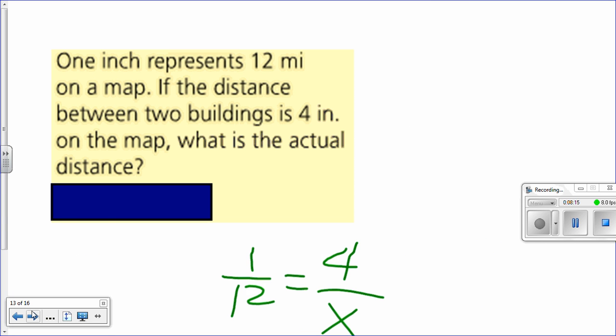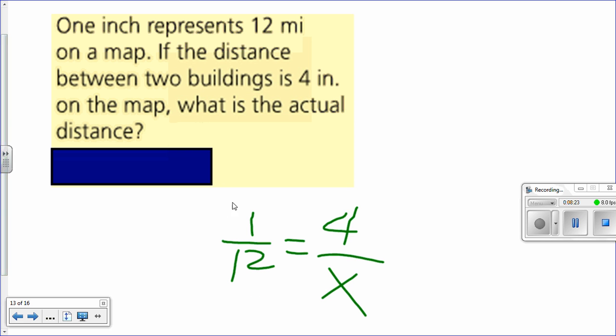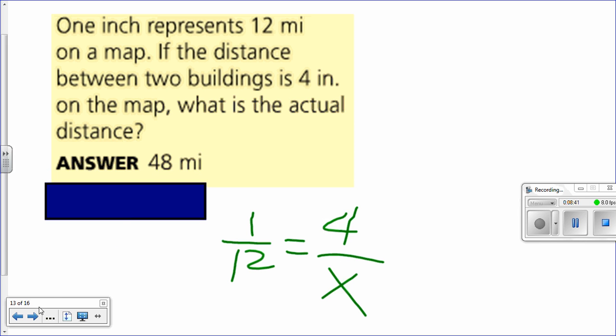1 inch represents 12 miles on a map. If the distance between the two buildings is 4 inches on the map, what is the actual distance? So again, remember with map problems, we're doing map over actual. So on the map, 1 inch is equal to 12 miles. And then we want to know how much 4 inches is in real life, so that would be over X miles. Cross multiply and your answer would be 48.